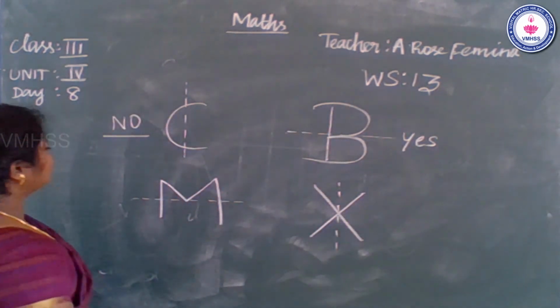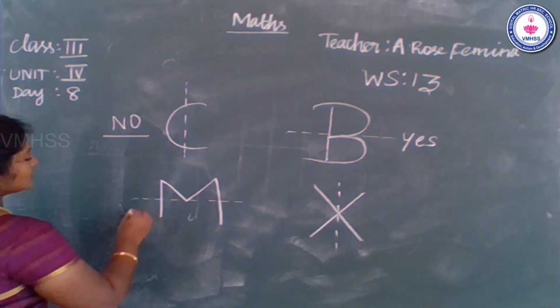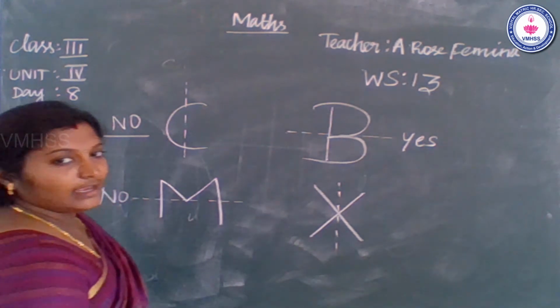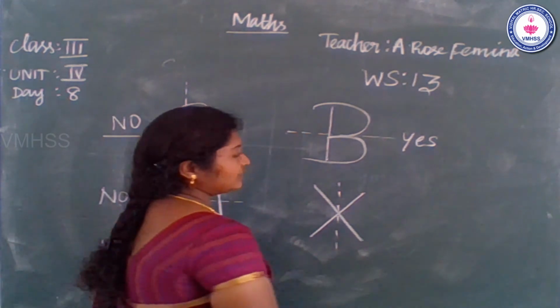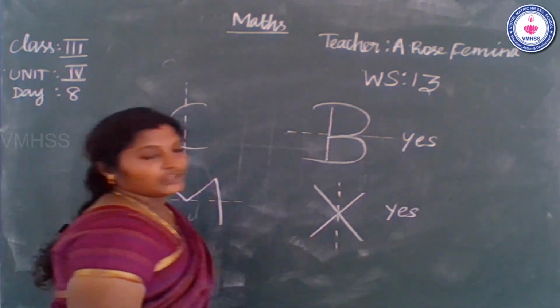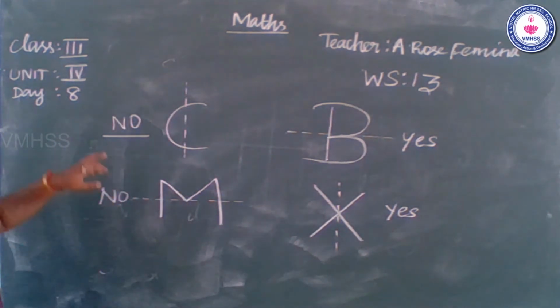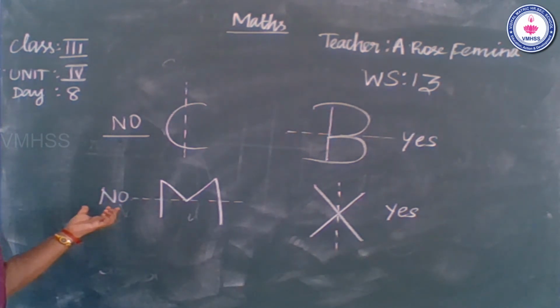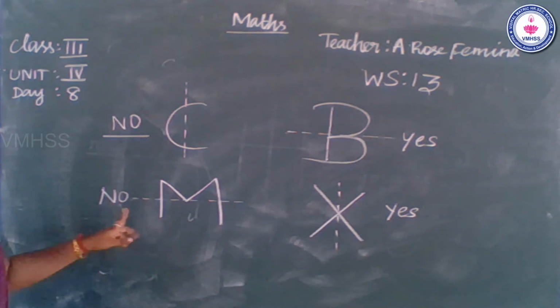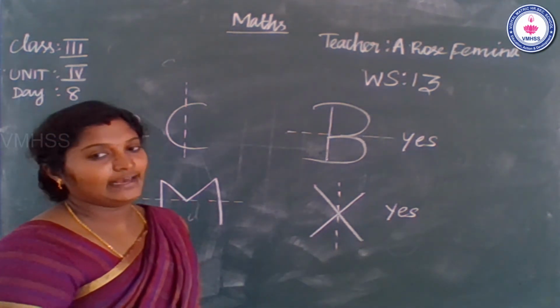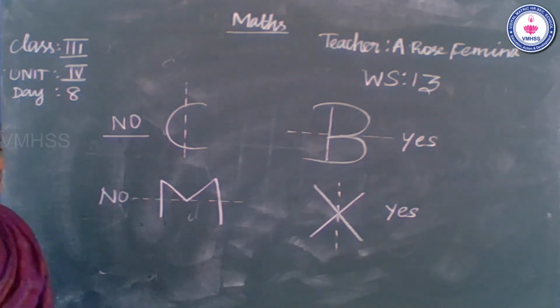The third one also has a horizontal line, so this is wrong. Write no. And the fourth one is a vertical line. It's a correct answer, a line of symmetry, so yes. So the first one, no. Second one, B, yes, a horizontal line of symmetry. Third one, horizontal symmetry is the wrong answer, so no. Fourth one, yes, a vertical line. Students, write fast.